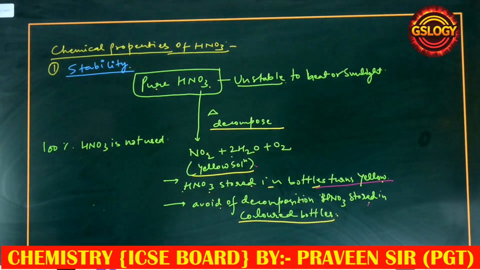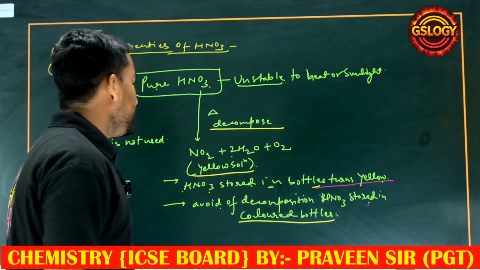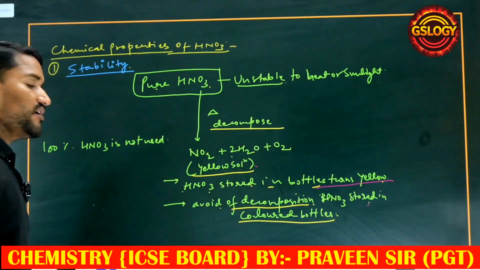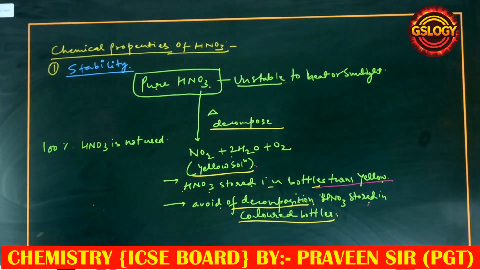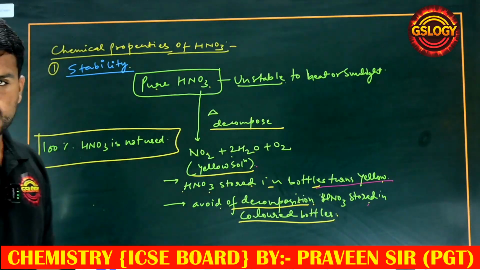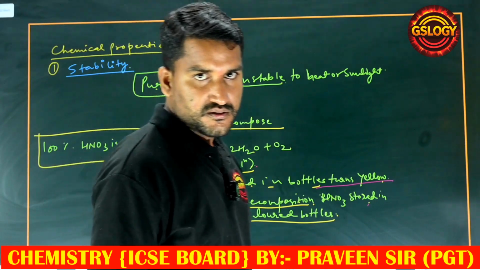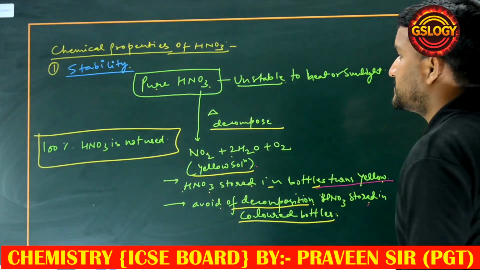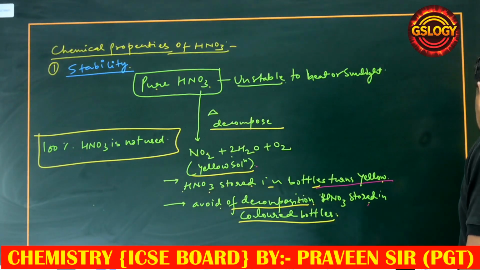Why do they keep nitric acid in colored bottles? To avoid decomposition of nitric acid, and 100% nitric acid is not used. Clear, everyone? Yes, so that is about the stability of nitric acid.